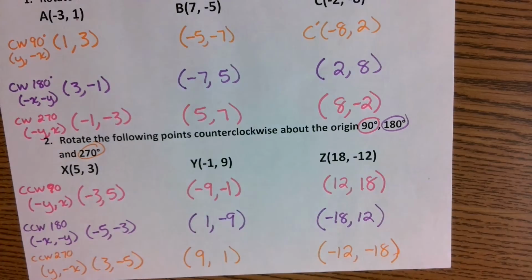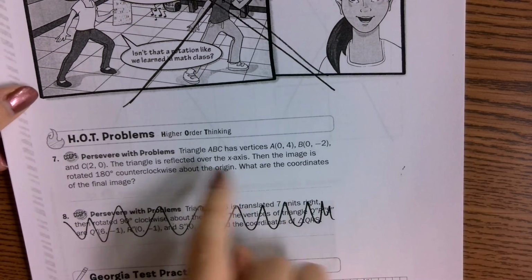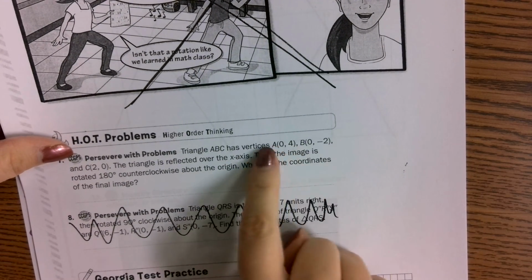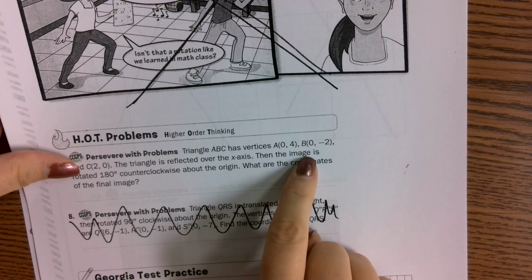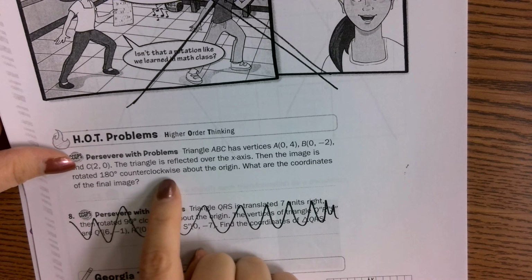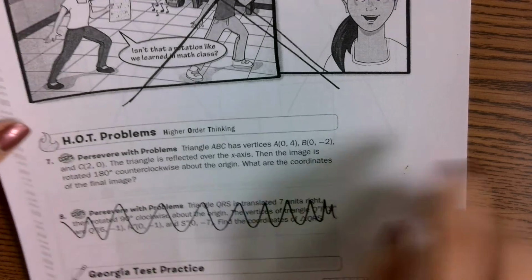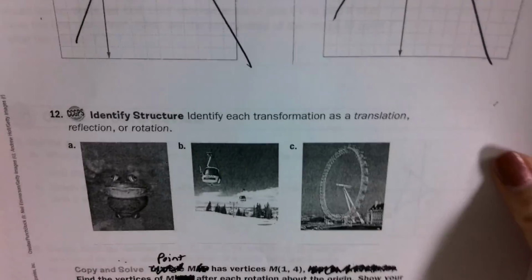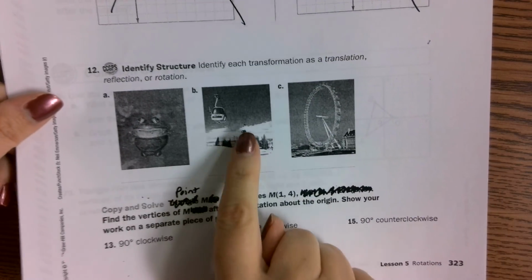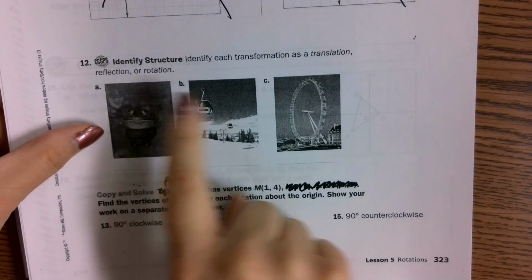Then we've got a persevere problem. We want to know if you were to take these triangles and reflect them across the x-axis and then rotate them 180 degrees counterclockwise, what will the coordinates of the final image be? Then you've got a little practice multiple choice question. I got rid of these 2 here. This one, you're just identifying what the transformations are for A, B, and C.